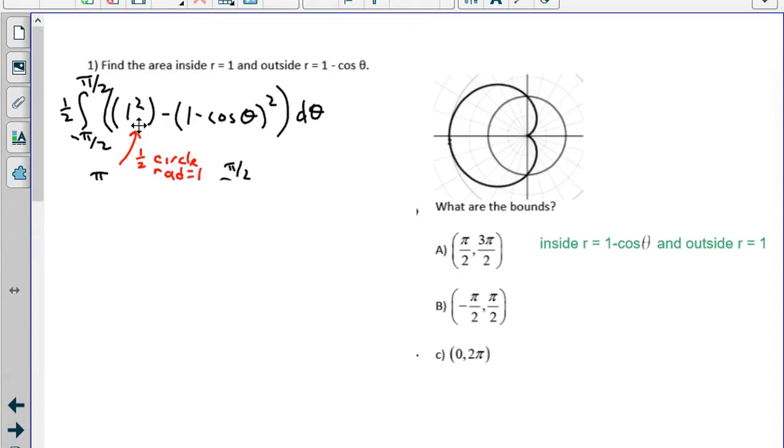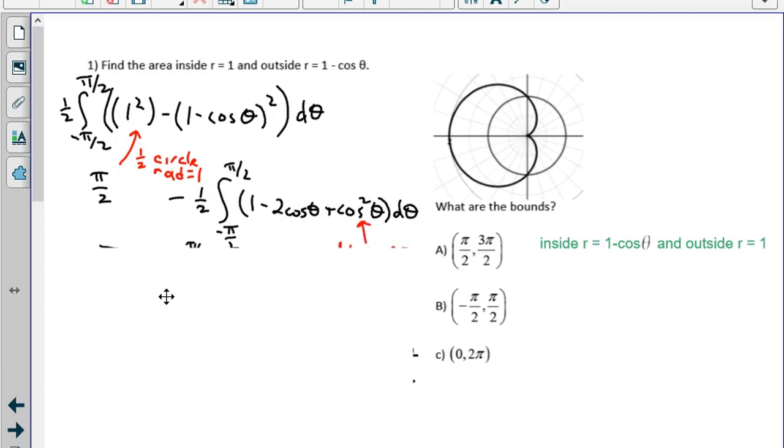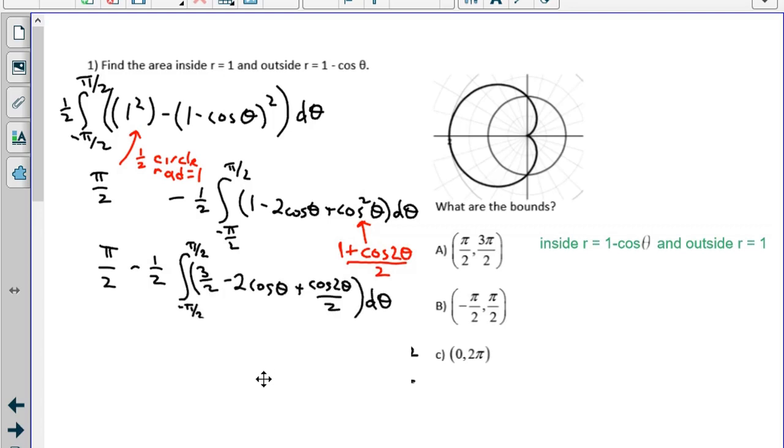Now, one thing you might want to notice is that this is actually just a half circle with radius 1. So I can simplify my calculations by just making that pi over 2 right away. So now I go from 1/2 the integral from negative pi over 2 to pi over 2. I distributed this out. One reminder that cosine squared is equal to 1 plus cosine 2 theta all over 2. So now I can replace this with 1/2 plus cosine 2 theta over 2. 1 plus 1/2 equals 3/2. That's where that comes from. And now I integrate.